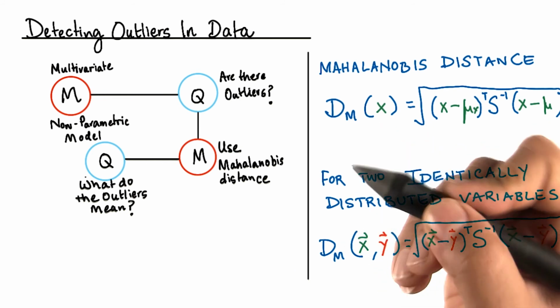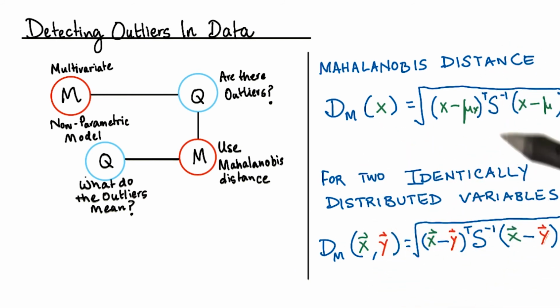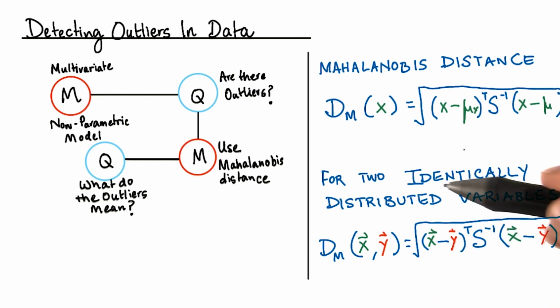Let's go back to the IPython notebook and implement the code for the Mahalanobis distance and see if we can find some outliers in our variables x and x bar.